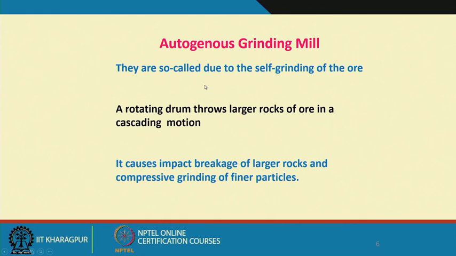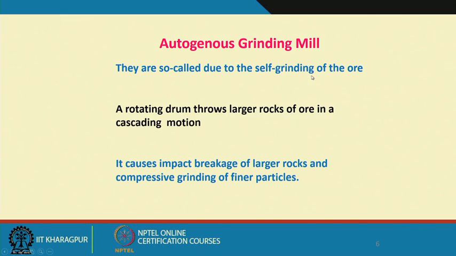Then about the autogenous grinding mill: it is so called due to the self grinding of the ore, because another material of similar characteristics, but bigger, is hitting and we are utilizing it as a grinding medium. That is called self grinding of the ore, which is why we call it an autogenous grinding mill.